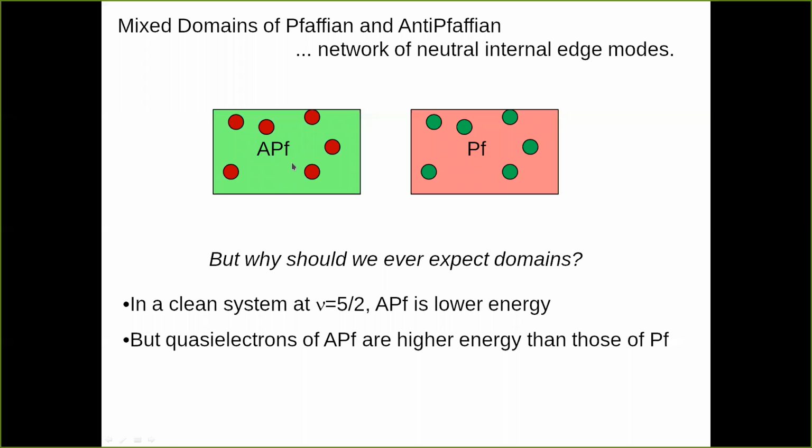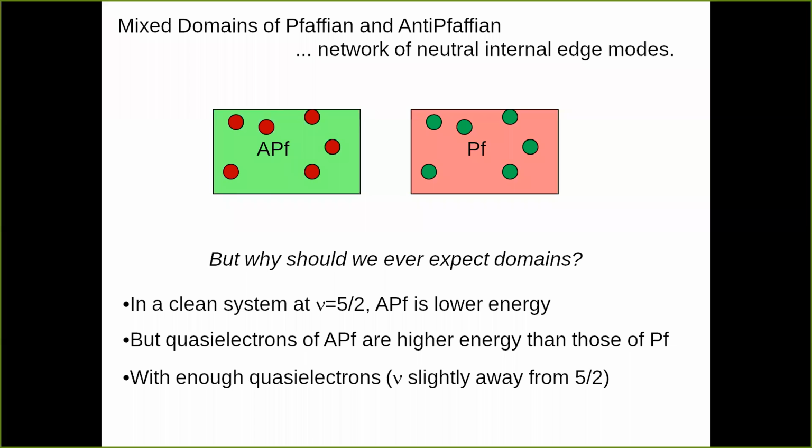And so it switches. So you might imagine that if you go slightly away from nu equals 5/2, you shift the filling fraction a little bit, then the energy balance changes and the Pfaffian is lower energy. So if you have a sample where the density is slightly non-uniform, you might be able to tune the filling fraction just so there are certain regions where the Anti-Pfaffian is favored and certain regions where the Pfaffian ends up being favored.